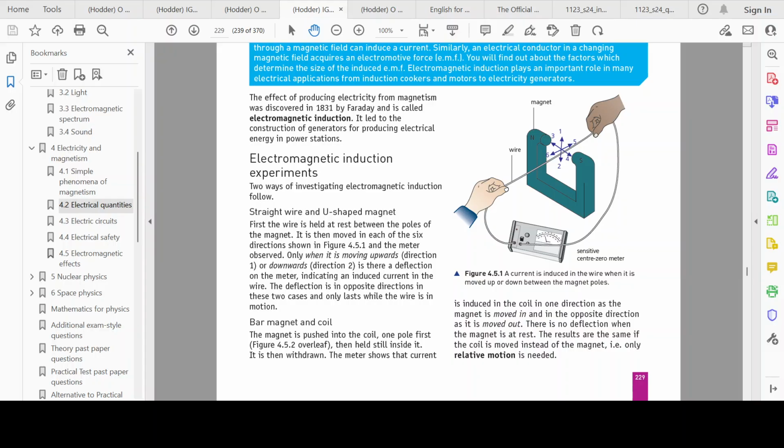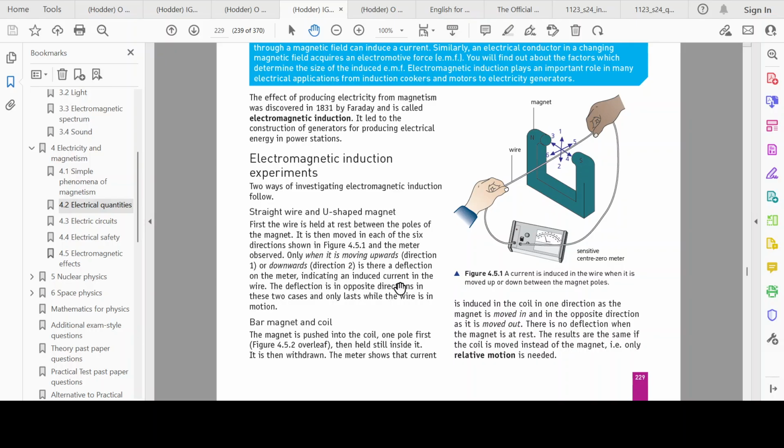Okay, so over here we're talking about electromagnetic induction. It was discovered in 1831 by a scientist called Faraday. Here they've got this C-shaped magnet in blue, the North Pole and the South Pole. The arrows are showing the different directions in which the wire can be moved. It can be moved backwards and forwards, towards either of the poles, and up and down.